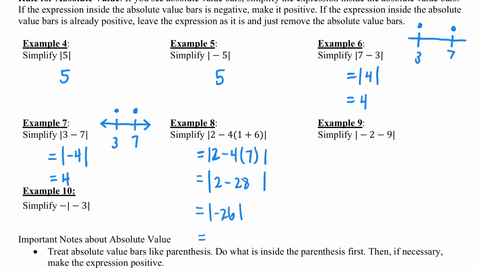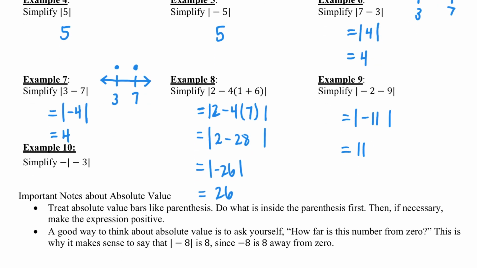And then what would the absolute value of negative 26 be? It would just be 26. So really this is kind of like saying, hey, how far apart are two and 28? So they are 26 apart from each other. So that's how you would do that one. How about this one? So this is going to be the absolute value of negative 2 minus 9. We're going to do that first inside. So that's going to be negative 11. And the absolute value of negative 11 is positive 11.